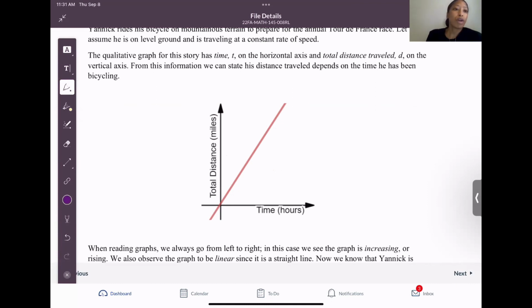So let's say he's riding 5 miles per hour. After 1 hour, he's gone 5 miles. What about after 2 hours? 10 miles. After 3 hours, 15 miles. So you can see that there is a relationship between the amount of time that Yannick spends riding and the total distance that he travels, okay?